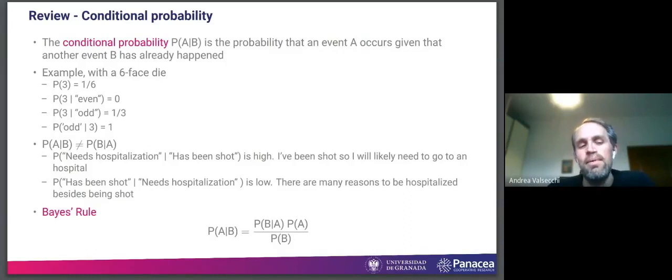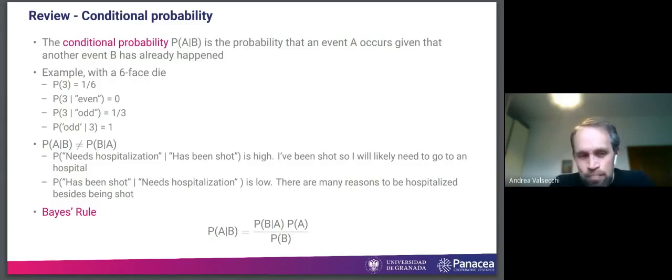What is the probability of needing hospitalization if I've been shot? I will say that this probability is very high because being shot is a serious condition. On the other hand, if I'm at the hospital, the probability that I've been shot is quite low because there are a lot of reasons to go to the hospital besides being shot. That would be the idea.